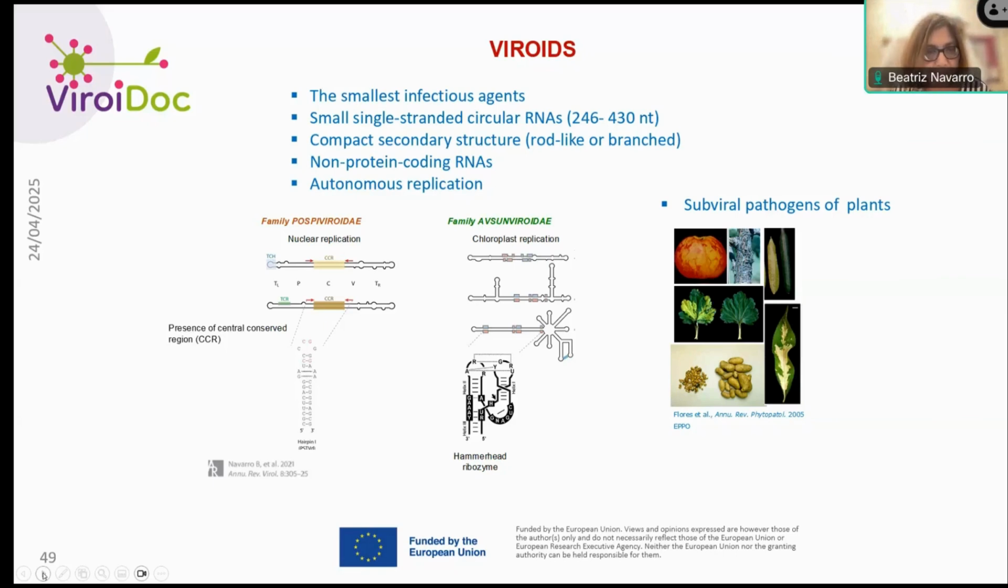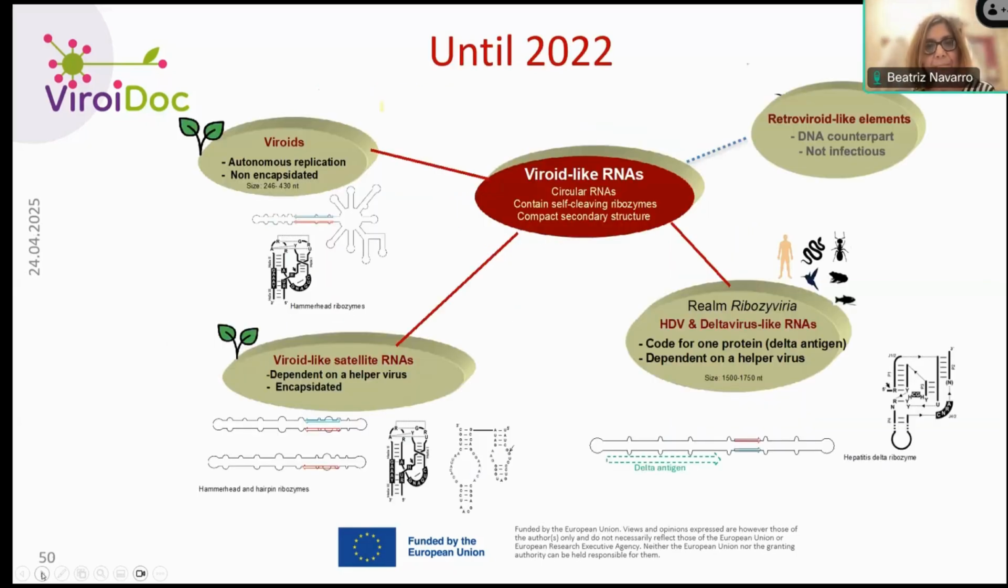They are classified into families, as Jose Antonio said: nuclear and chloroplastic viroids, and the chloroplastic ones contain self-cleavage ribozymes of the hammerhead type that are involved in the rolling circle mechanism of replication. They are subviral pathogens of plants that can induce important diseases in plants.